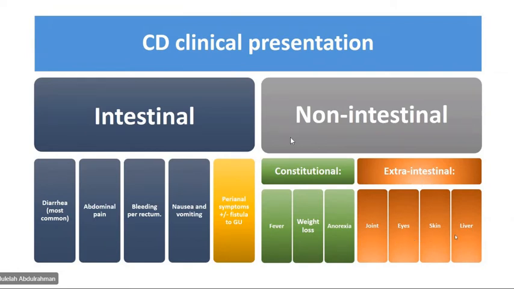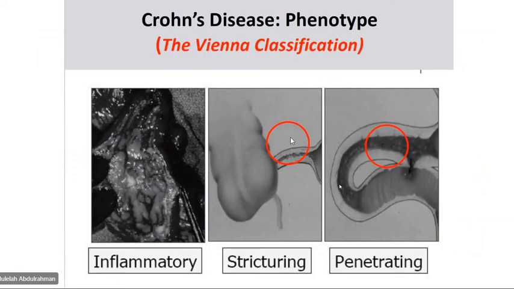Are the joints, eyes, skin, liver? They are the most common organs involved. Even other organs can be involved, but for the sake of making it easy, just remember at least those 4 organs. So we'll come to that later on. Now, as we mentioned early on, we categorize the disease depending on different variables.